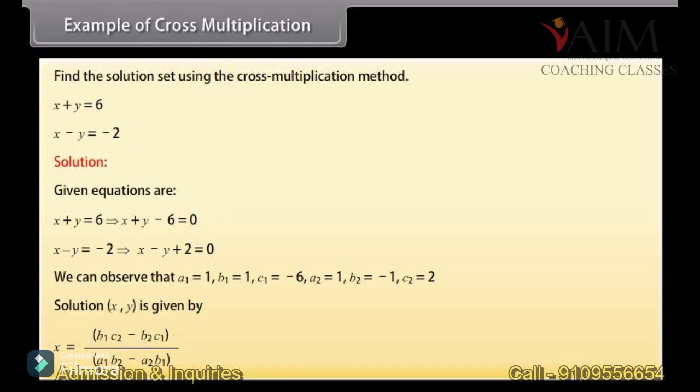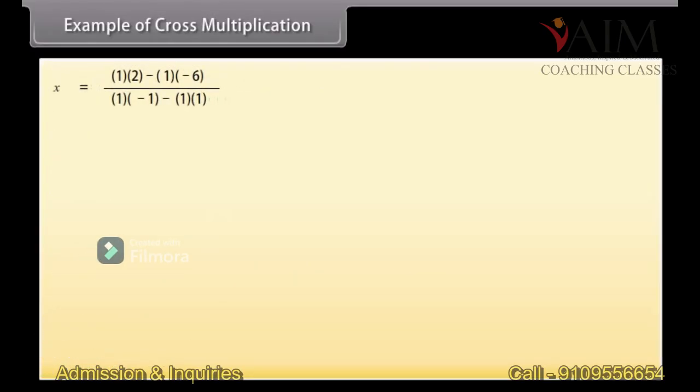Now by substituting the values we get x = (1 × 2 - (-1) × (-6)) / (1 × (-1) - 1 × 1). By calculating we get x = 2.